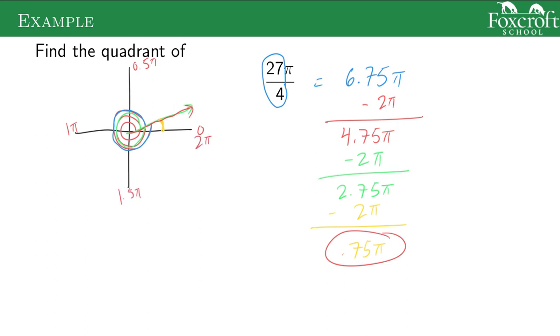And now I know where 0.75 pi is. It's between 0.5 and 1. It's going to be over here. So this one is in quadrant 2. All right, so this angle that I drew at the beginning is not the actual angle, but I was just using it as a reference. The actual angle ends up being in quadrant 2.